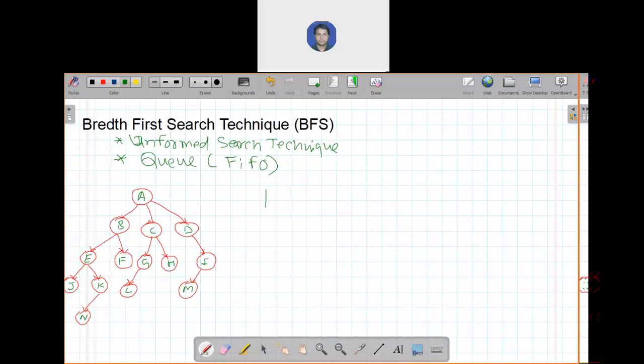It uses a queue. So if you know the queue concept, you start entering the elements from the tail and you take out the elements from the head of the queue.